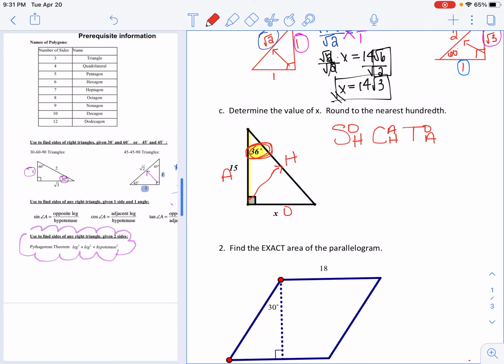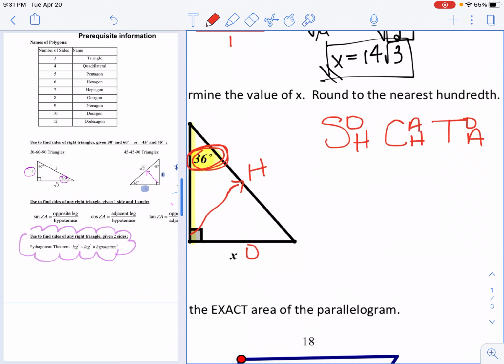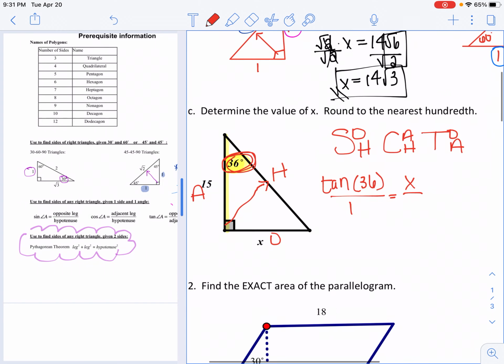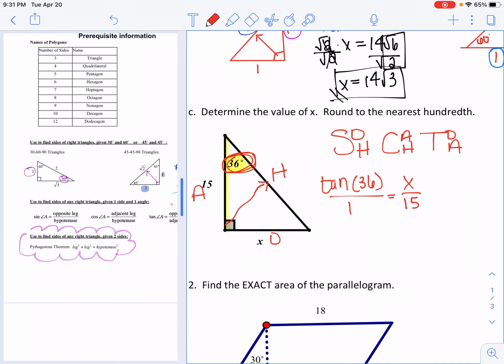So after looking and seeing that you have your opposite and adjacent leg, I hope you recognize you're using your tangent. So it's tangent of your reference angle of 36 over 1 is equal to your opposite, which is your x, over your adjacent, which is 15. You're going to go ahead and cross multiply. 1 times x is x. 15 times tangent of 36.